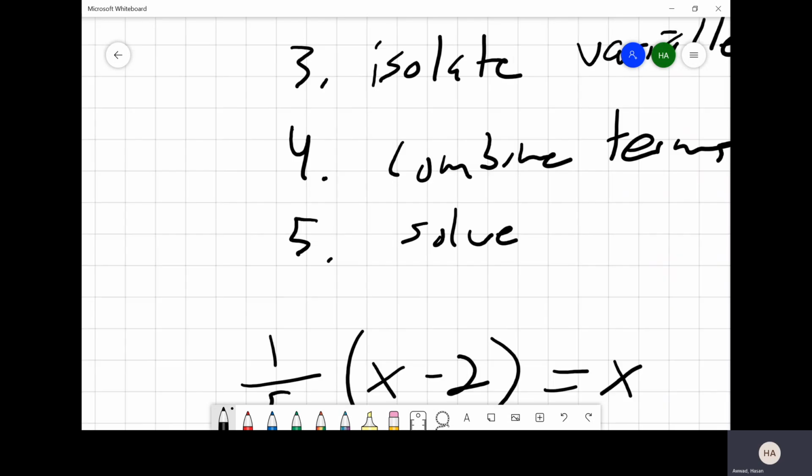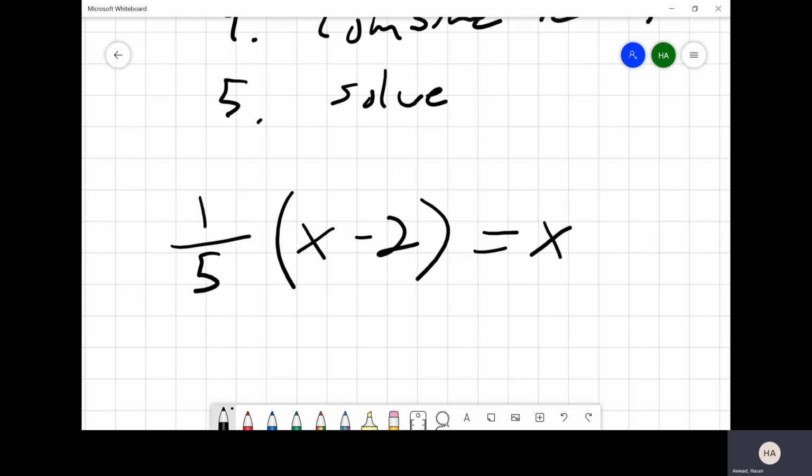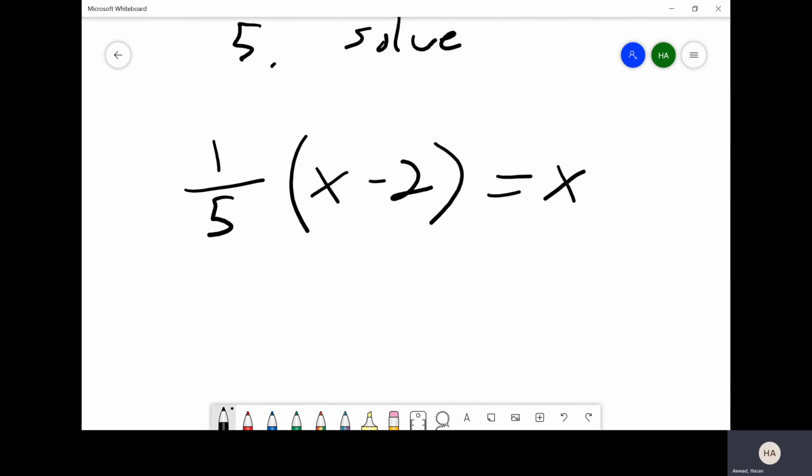Again, our very first step here is clear the fractions, right? We're going to try to get rid of the fractions. So to clear a fraction, we have to multiply by the denominator, right? Now in this case, we only have 1 fraction, so our lowest common multiple is just going to be 5. But if, for example, we had a 1/7 as well, then we would have to multiply by 35.